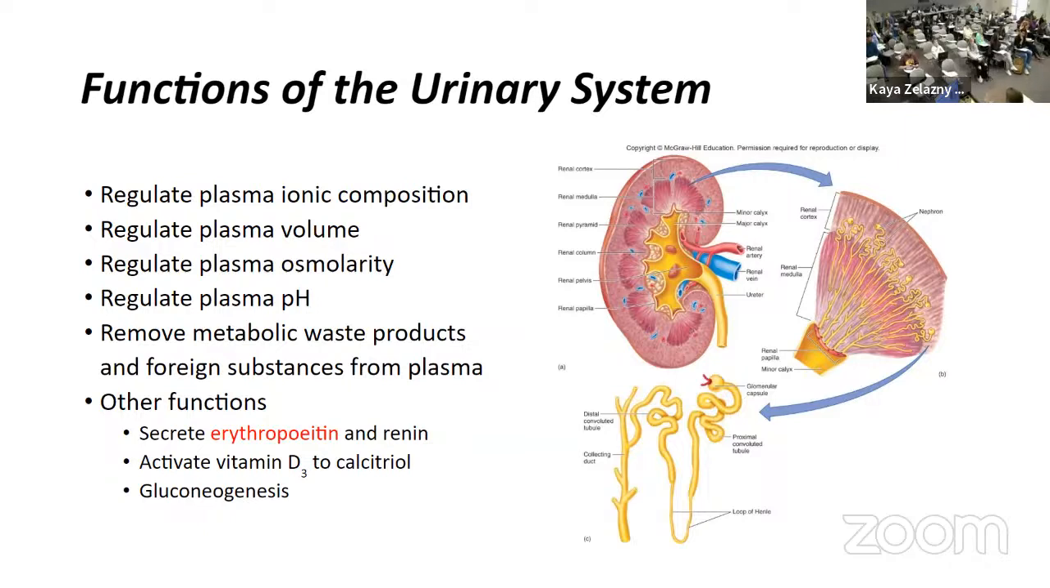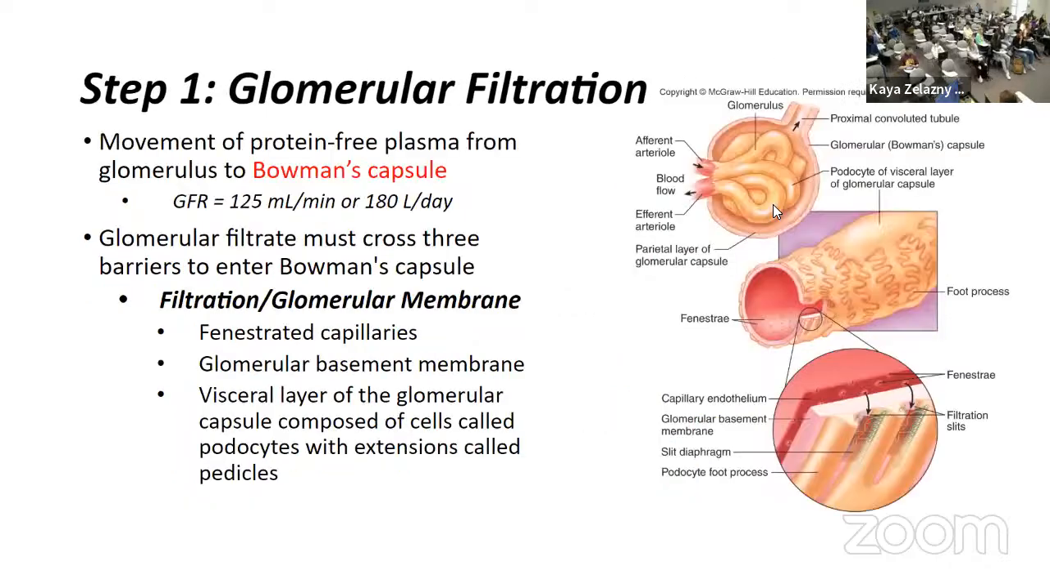Other functions of the kidneys, in addition to this filtering process that we're really going to focus on, is the secretion of erythropoietin and another hormone, renin. They also help activate some vitamins, particularly vitamin D3. And they can make new glucose. Way back to our metabolism unit in the fall, the kidneys are able to do gluconeogenesis, so they can make new glucose from other products. The main thing we think about when we think about kidneys is filtration.